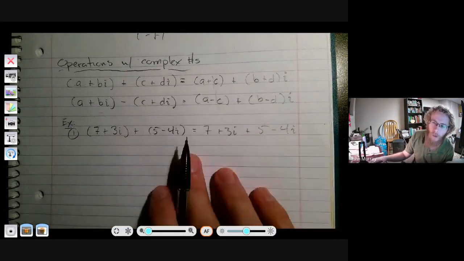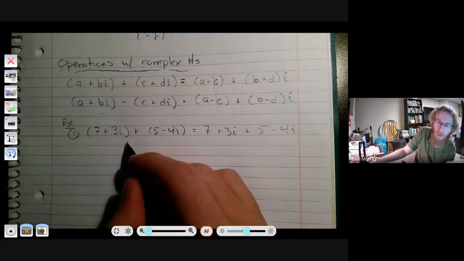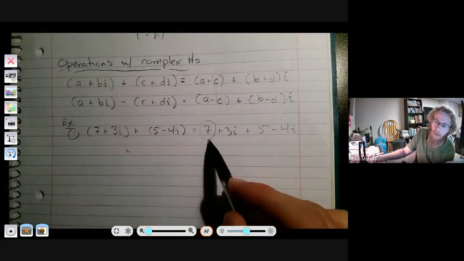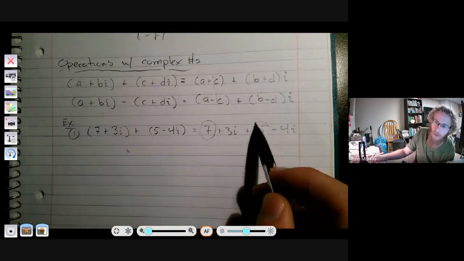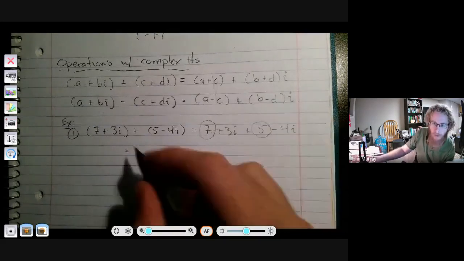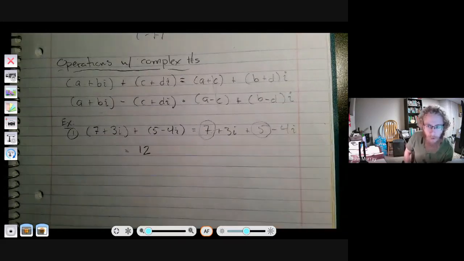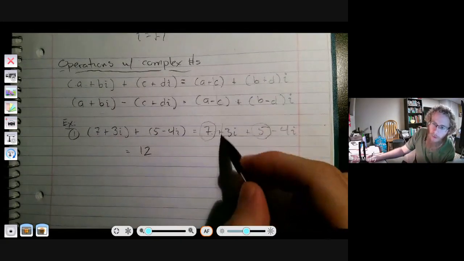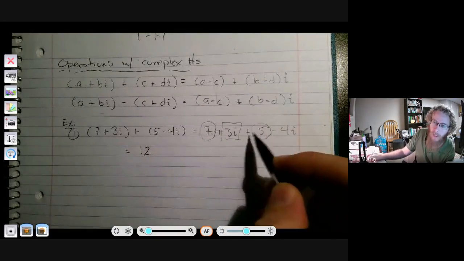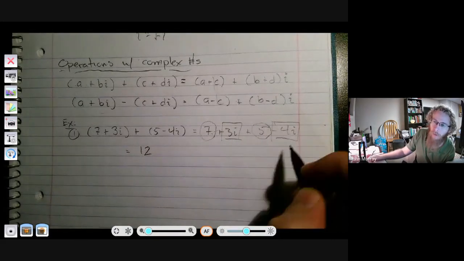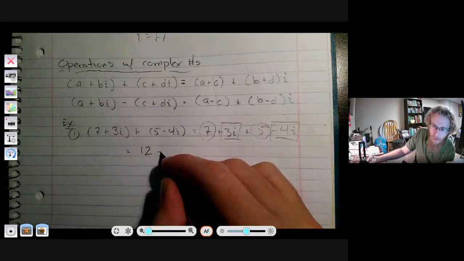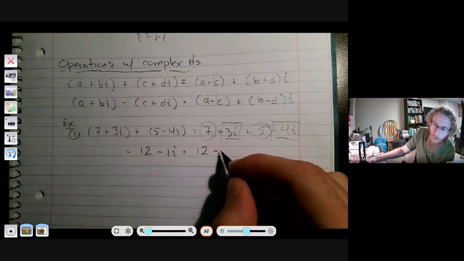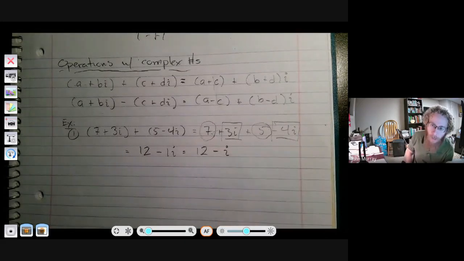Okay, and now we're just going to combine like terms. So 7 is a constant term, so we look for another constant term, 5. 7 plus 5, that's 12. Right? Then you look at your imaginary part. Here you have a positive 3i plus a negative 4i. So that's going to be minus 1i, or you could just rewrite it as 12 minus i.